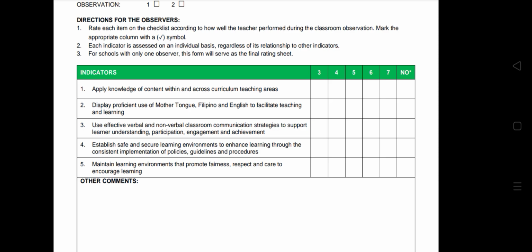Well, for me, that is enough. Okay? That is enough. But you have to display it consistently with advanced, high sub-level proficiency. Number 3. Use effective verbal and non-verbal classroom communication strategies to support learner understanding, participation, engagement, and achievement.